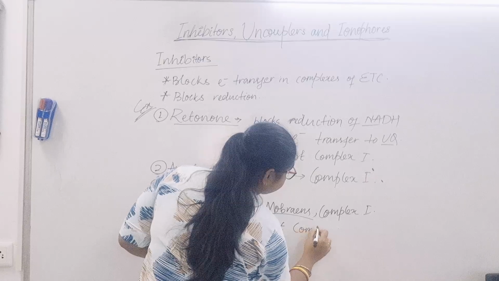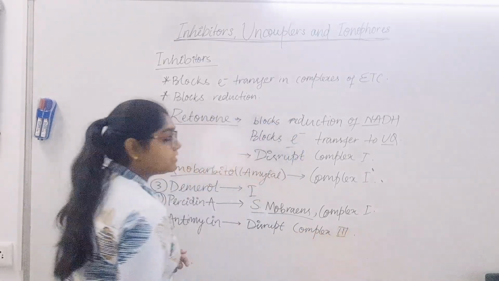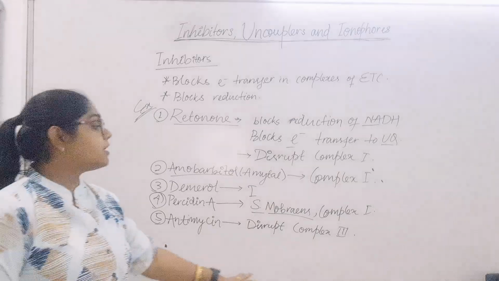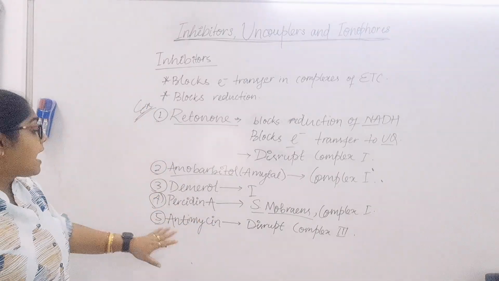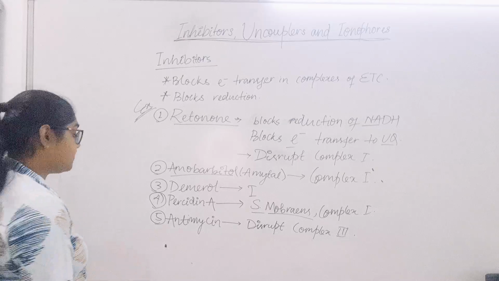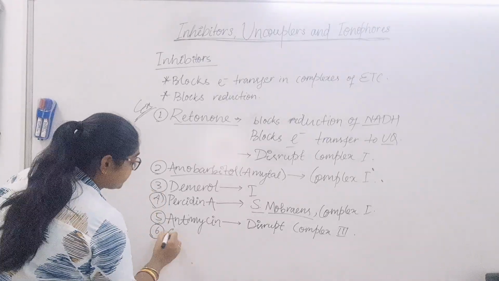So basically it disrupts complex 3 of the electron transport chain. Antimycin disrupts complex 3. So these inhibitors affect complex 1, and antimycin affects complex 3. Now move on to the next inhibitor, that is cyanide.